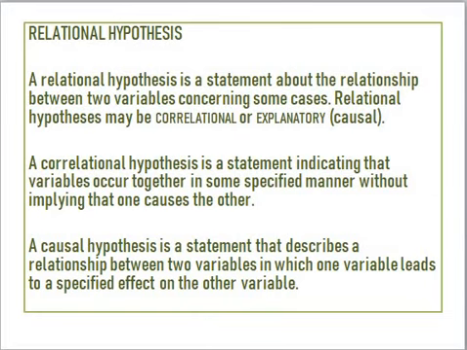Correlational hypothesis means the variables occur together in some specified manner without implying that one causes the other. Here the cause or the effect won't be mentioned. And in a causal hypothesis, one variable leads to a specified effect on the other variable. That means in a correlational hypothesis, the cause won't be highlighted, but in a causal hypothesis, the cause and effect will be shown. So that is the relational hypothesis.